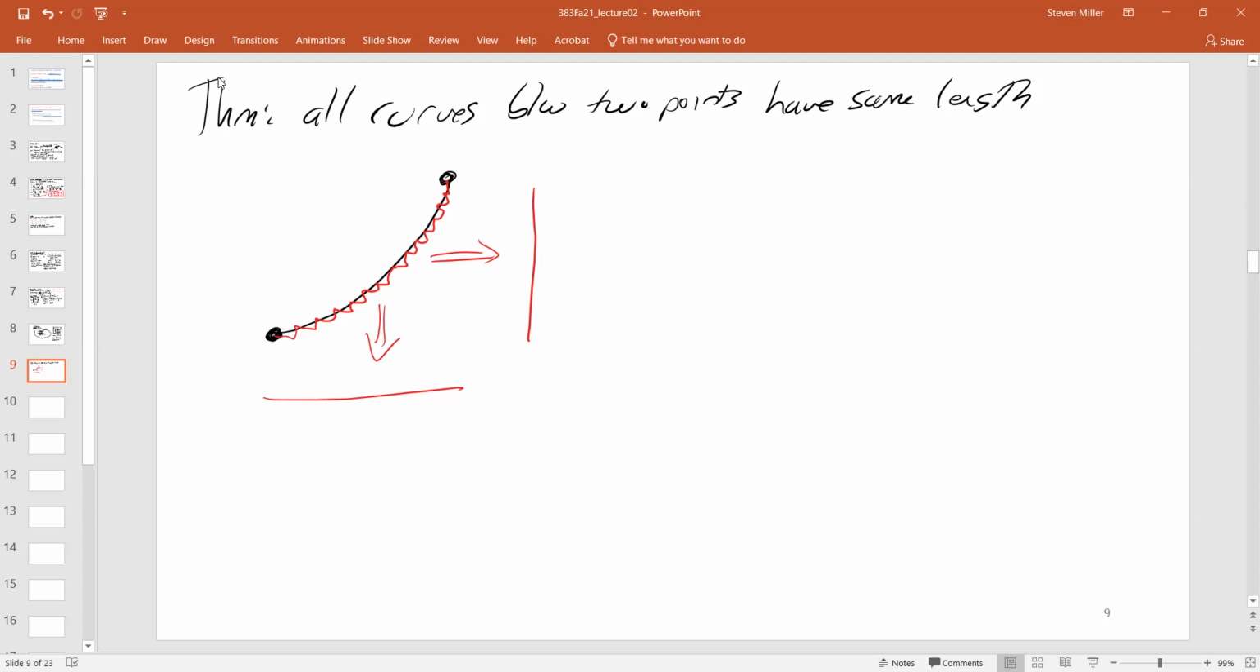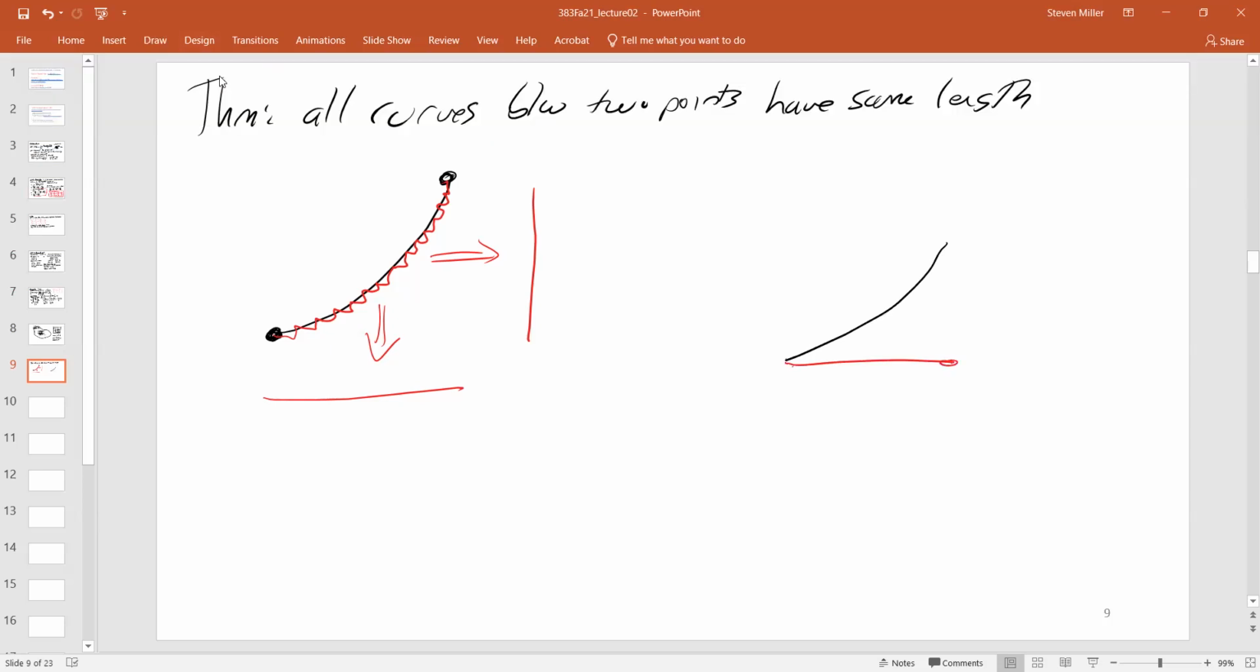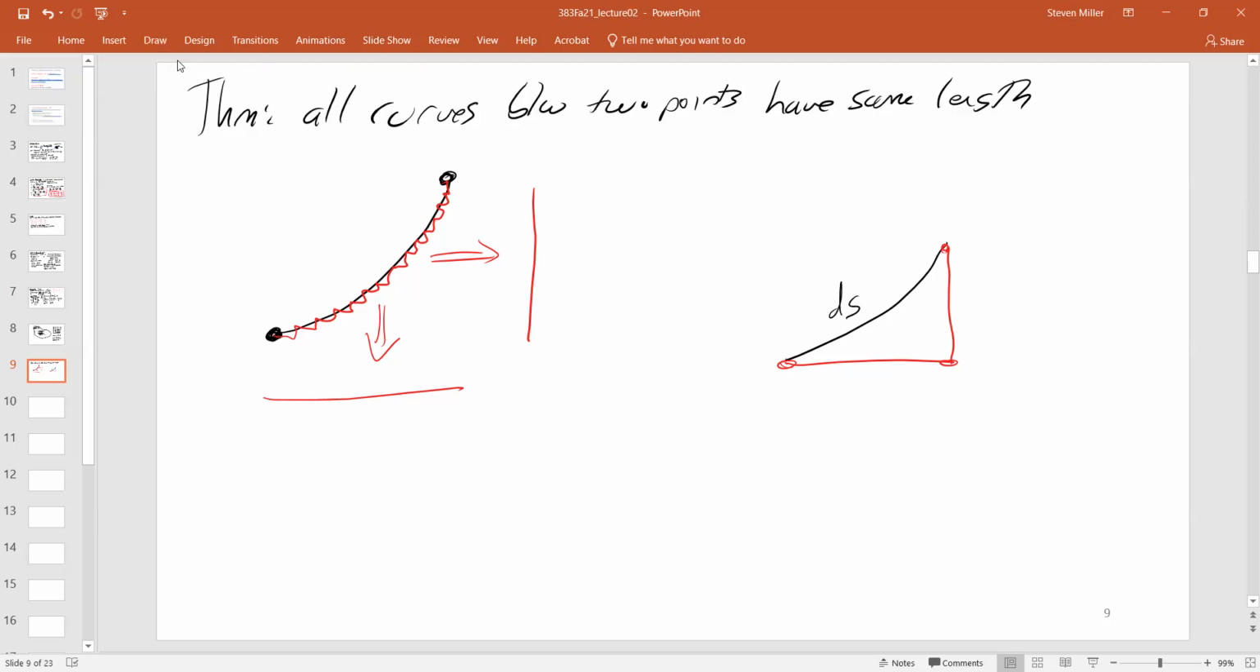Right, so if I zoom in and really see what's going on. Point-wise, any point on the right is extremely close to a point on the curve. But the distance of these two red segments is not the same as that distance. So we often use ds to denote the infinitesimal distance.